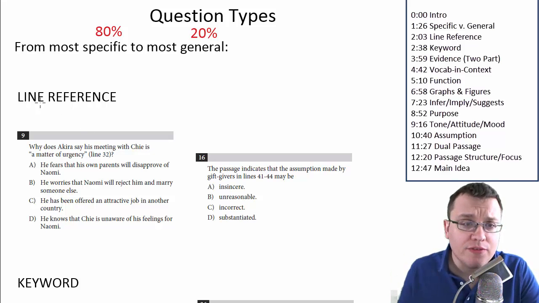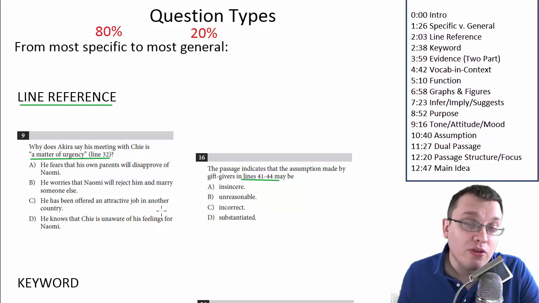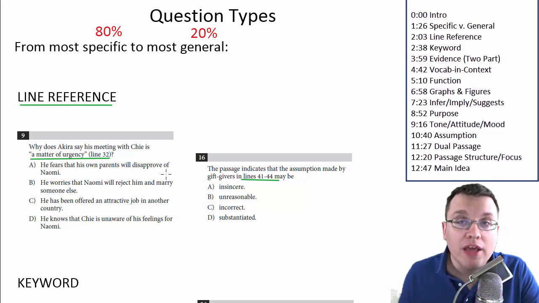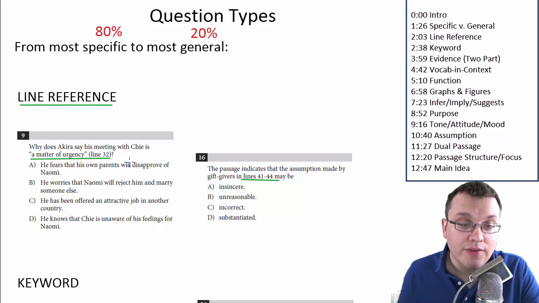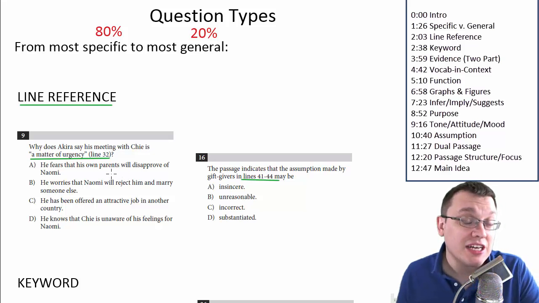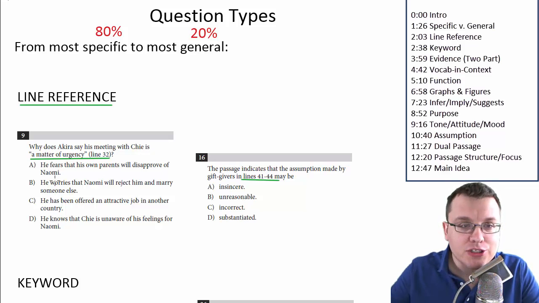So let's start with the most specific questions of all, which are line reference questions. These are really the bread and butter of your SAT approach because these give you specific places in the passage where you want to look, and they ask you specific questions about those lines. So these are the ones you want to do right away. You want to do these first because they're relatively straightforward. At least it's straightforward to find the portion of the passage that's relevant. It may not be as straightforward to work through what the passage is actually saying or how the choices match with that, but at least you know where to find the answer in the passage.